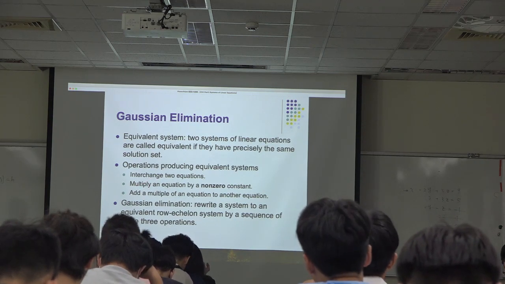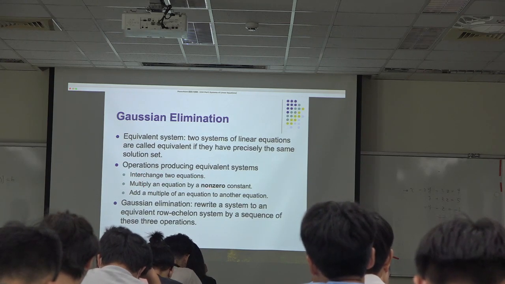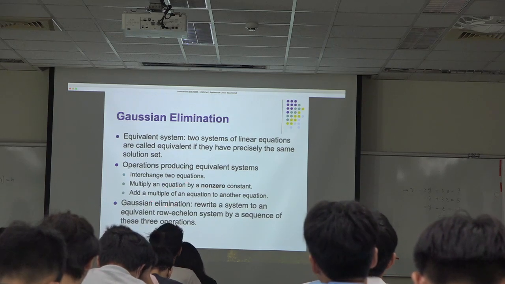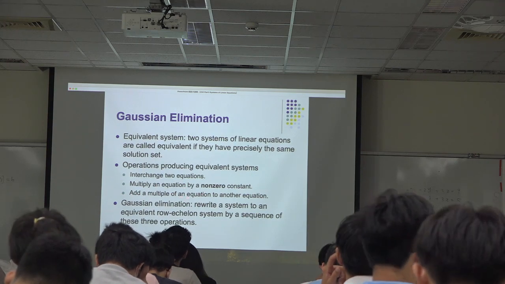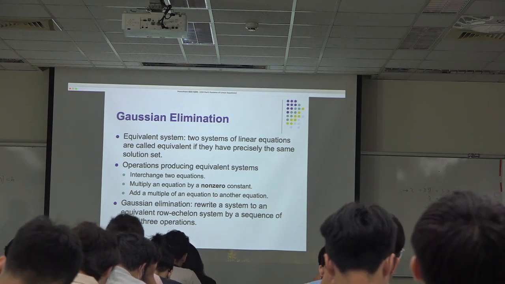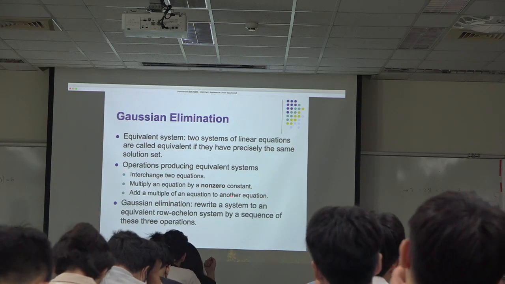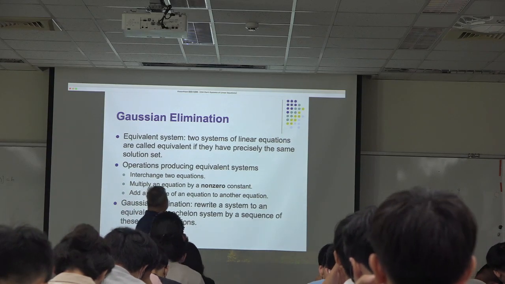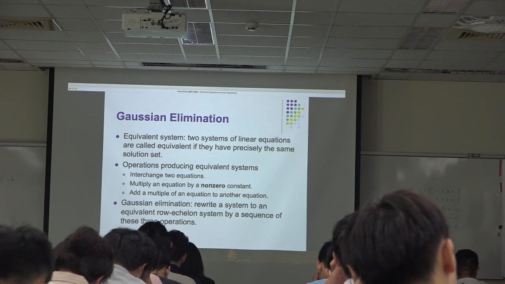The first one is you interchange 2 equations. The second one is you multiply an equation by a non-zero constant. The third one is add a multiple of an equation to another equation. So these three operations will result in an equivalent system.